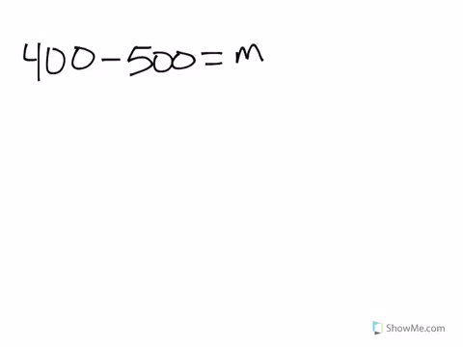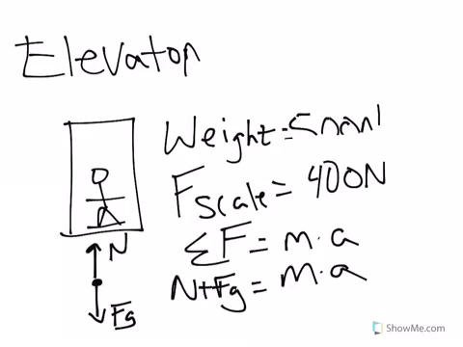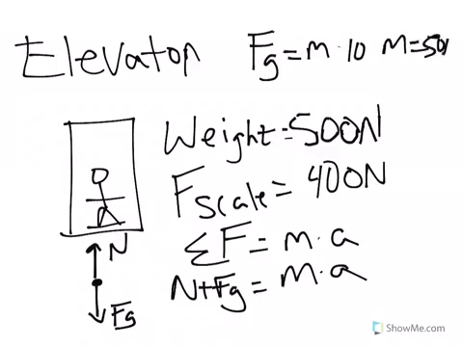So we've got normal force is 400, and the force of gravity, or the weight, is 500, and it's negative because it's going down, and that should equal mass times acceleration. But we don't have the mass, so we have to figure out what the mass is of this object. Well, if they weigh 500 newtons, remember force of gravity, or weight, is equal to mass times 10. So we can just divide 500 by 10 and get the mass is equal to 50 kilograms.